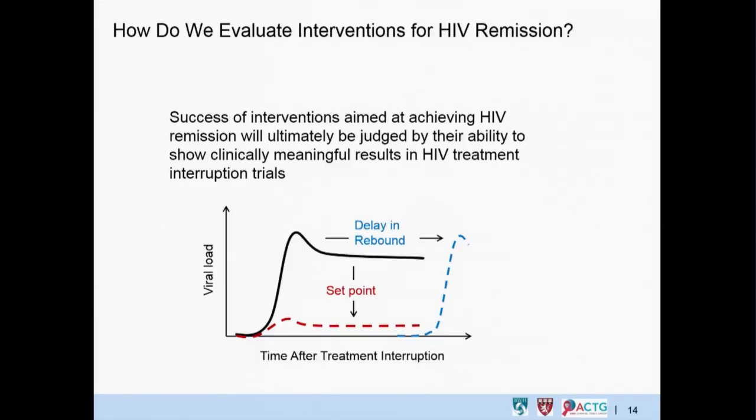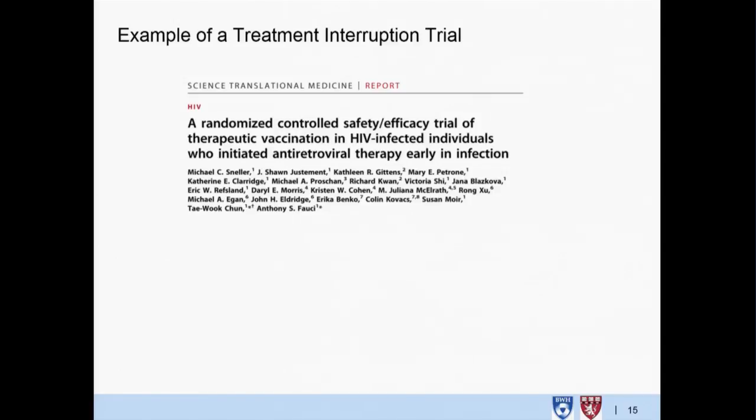And I wanted to give you an example so that we're all on the same page of what a treatment interruption trial looks like. So this is a paper that was just published last year by a group led by Tony Fauci. You might have heard of him. He is the head of the NIAID, or the National Institutes of Allergies and Infectious Disease. And he did a trial looking at a particular therapeutic vaccine.